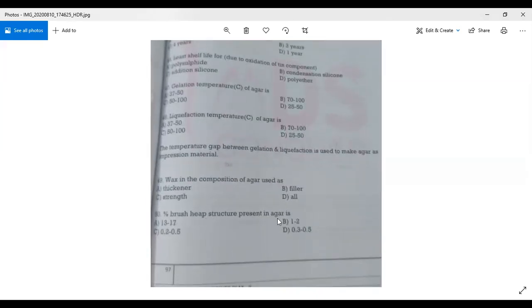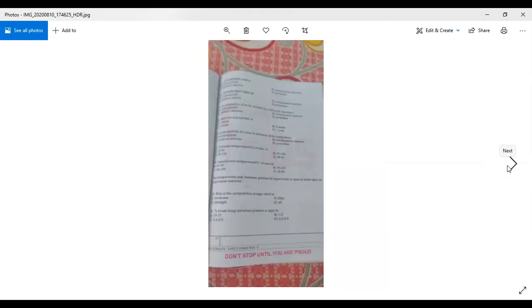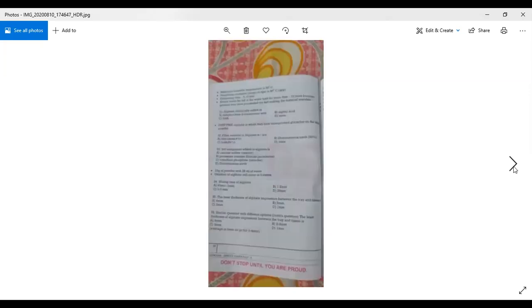Now, percentage of brush heap structure in agar. It is 13 to 17% brush heap structure, less overall. In agar, the major content is water only. Agar is 13 to 17% only giving brush heap structure. Water is the major content in agar. In the composition, you have to know agar compositions.